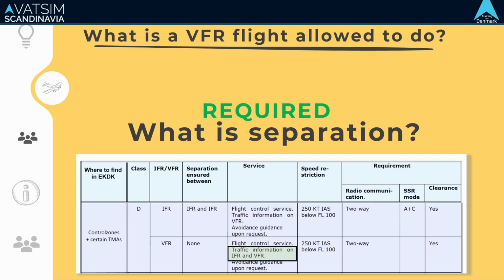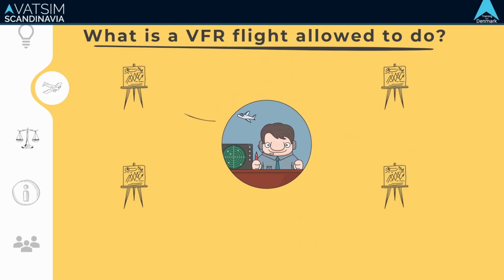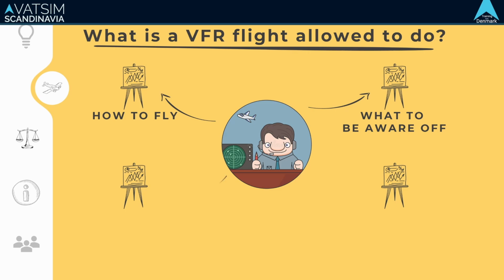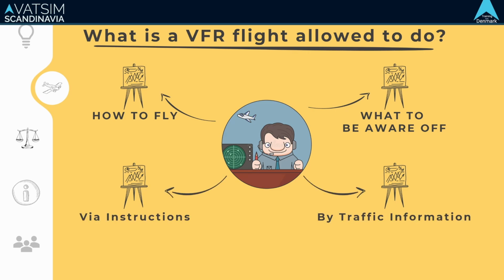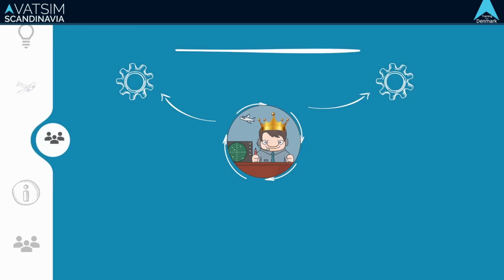Notice that traffic information should be provided for IFR planes about VFR as well. So you have to tell them how to fly and inform them of what to be aware of, by providing instructions on how to fly and traffic information to make them aware of what's going on around them. This, of course, we will expand on in later lessons on how to do it. Now onwards to lesson 3.